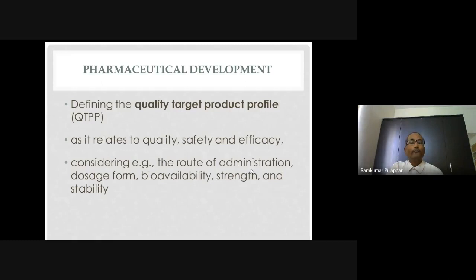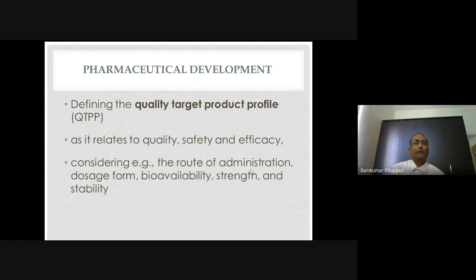Then a few terms which any scientist or budding pharmacist or researcher should know. QTPP, quality target product profile. So nothing but what is your target? When I'm planning my product, I have to define what I want. I told you in the beginning, when you develop a product, you have to clearly say, boss, this is what I want. What is the quality I need? What is the safety I want, and efficacy?